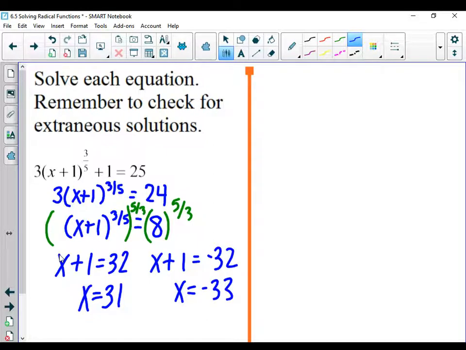When you plugged in 31, did it work? Some people said yes, some people said no. Okay, so let's look at it. If I do 3 parentheses 31 plus 1 raised to the 3/5 and then plus 1, I should get 25, and I did. Okay, so 31 works, and let's try negative 33.